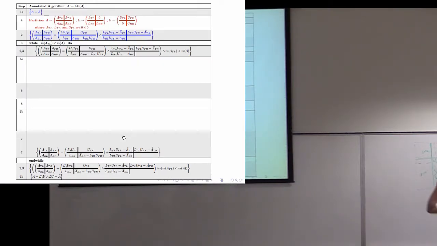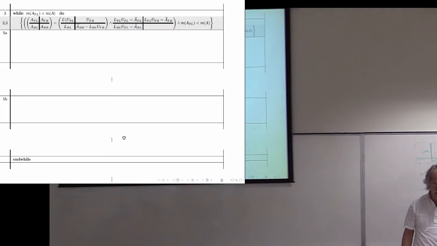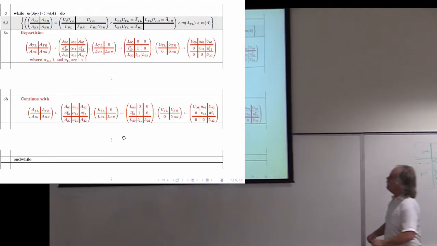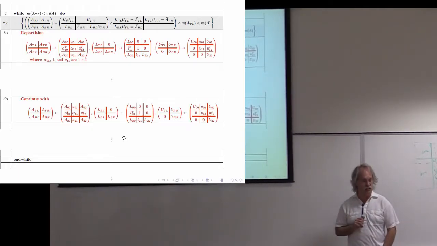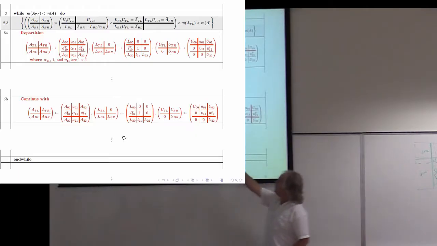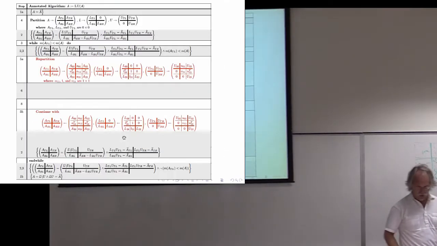Okay, so now we have that in our loop, and now we get to the actual loop body. Well, we need to move through the matrices. We need to make progress towards completion. So for that, we know that we need to take our matrices, repartition them to expose submatrices, and then at the bottom of the loop, move our thick line forward. Okay, that's something that you've seen before. So we can put that into our worksheet. We got it like there.